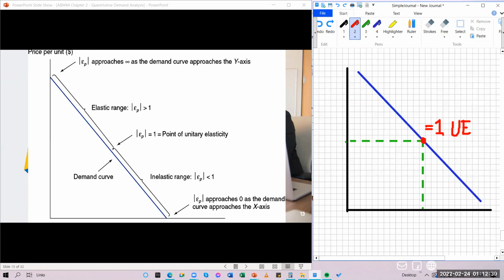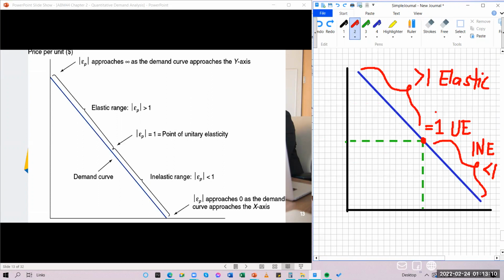I'll put UE here. So this is unitary elasticity, the Marshall equilibrium. Over here is what we call greater than 1, the result is elastic. This is the elastic demand curve. While this part right here is our inelastic. I'll just put INE, inelastic demand curve, or lesser than 1. Its elasticity is small.